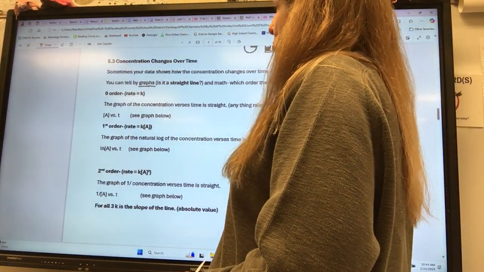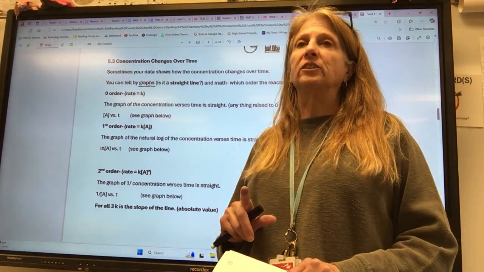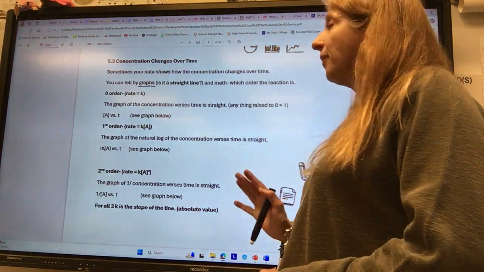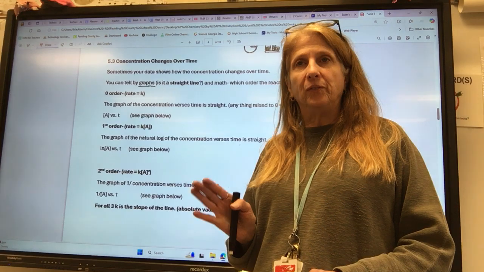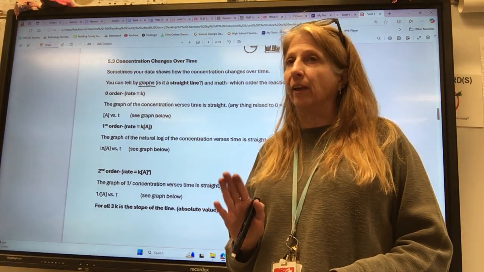Okay, section 3. Concentration changes over time. So the first question they'll ask you is they'll give you that data table and you've got to figure it out. The other thing is they'll give you data and you graph it and you can figure it out that way. Or they'll give you graphs you look at and you'll know the answer.